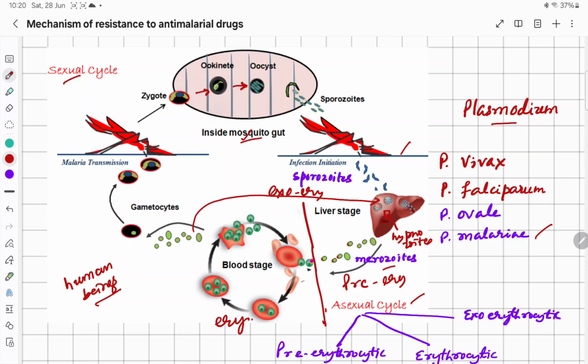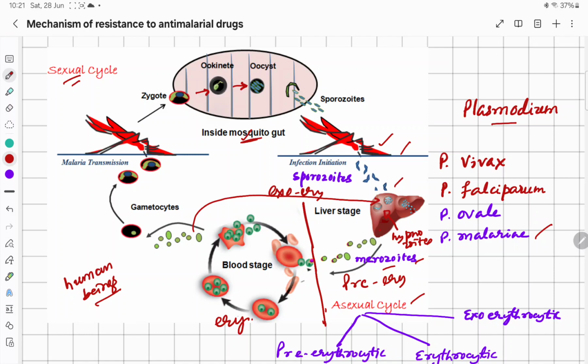And accordingly, it has 2 cycles. The life cycle can be divided into asexual life cycle and the sexual life cycle. And the asexual life cycle occurs in the human beings, whereas the sexual life cycle occurs in the mosquito gut, the gut of the female Anopheles mosquito. So when a mosquito bites, it releases sporozoites. These sporozoites enter into the liver, and in the liver the sporozoites are processed to merozoites, and finally the merozoites are released.